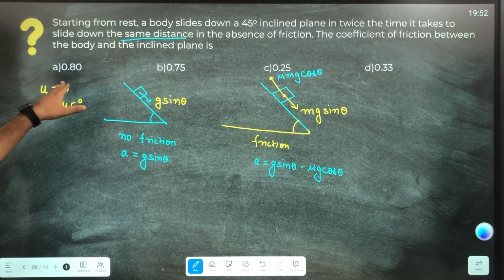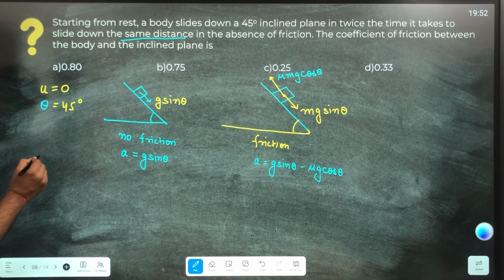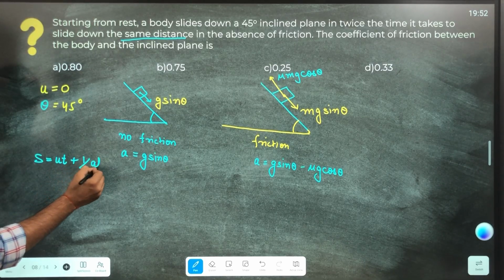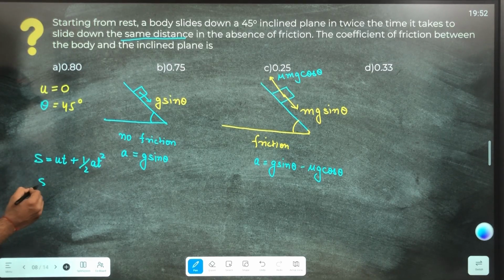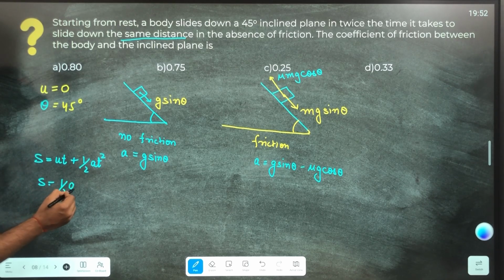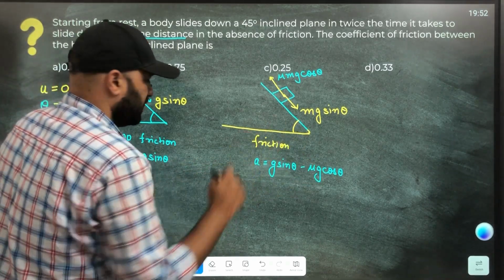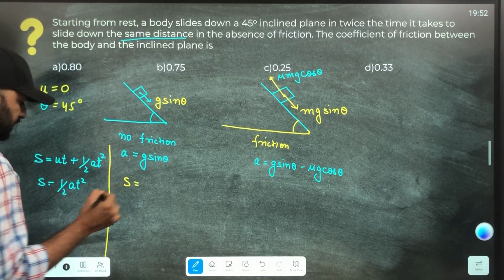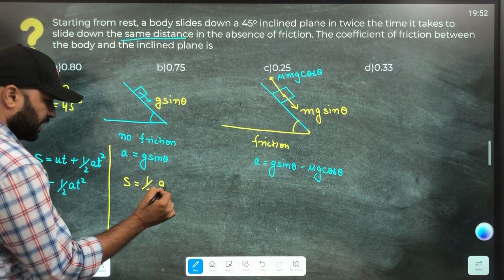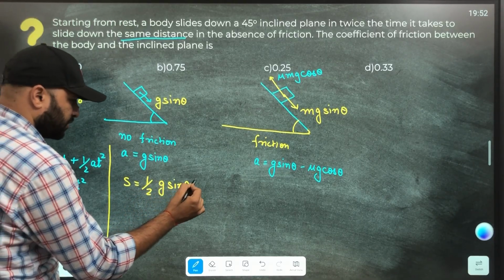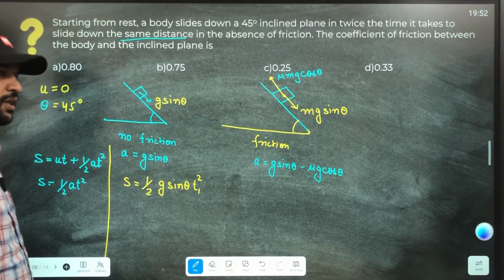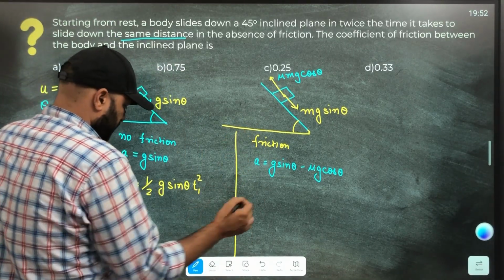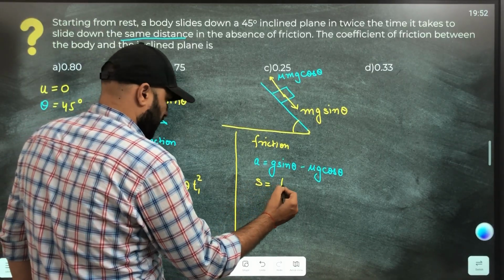The question is saying the coefficient of friction we have to find. Starting from rest, both are starting from rest, so u is 0. In this case our s equals, we will make use of ut plus half at square for both the equations, and u for both cases is 0, so s equals half at square in this case, and s equals half at square in this case. Let me write the first one here. S, the distance it travels, equals half g sine theta into t1 square. T1 is the time taken in the first case. Let's solve it for friction.